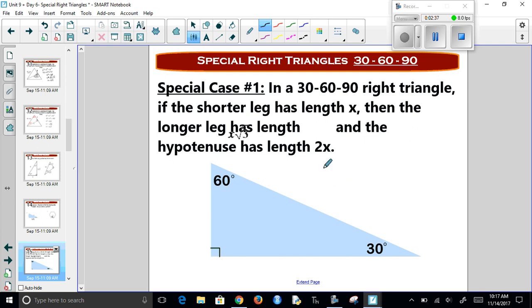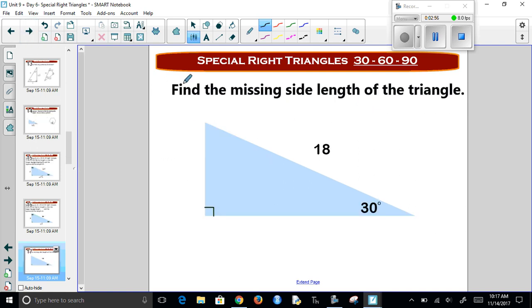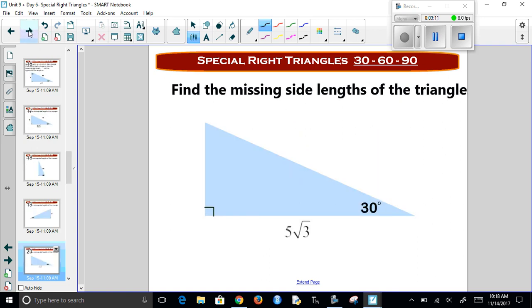So in this case, if the short side is x, the hypotenuse is 2x, and the third side is x times the square root of 3. There you go. All right. So now, if we want to find a missing side, if that's 18, this would be 9. This would be 9 times the square root of 3. Now we're done. Well, I'll let you guys work on those.